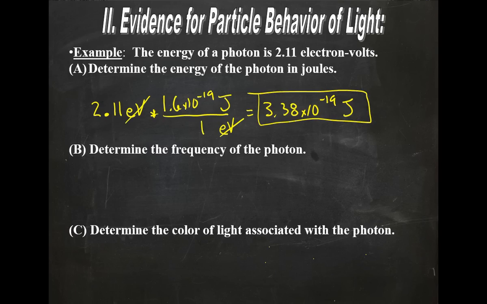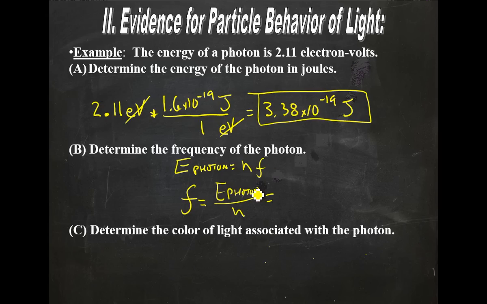Now we want to determine the frequency of this photon. The energy of the photon is equal to Planck's constant times the frequency. So if I manipulate this equation, solving for frequency, it would be equal to the energy of the photon divided by Planck's constant. Right now, we've got two values for the energy of the photon. We have it in joules, and we also have it in electron volts.